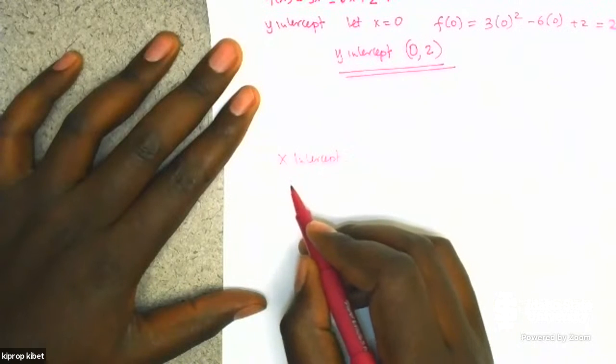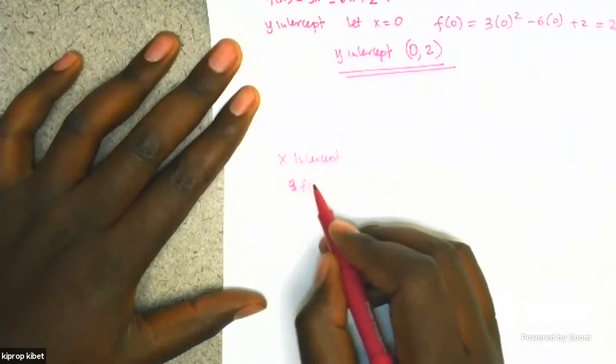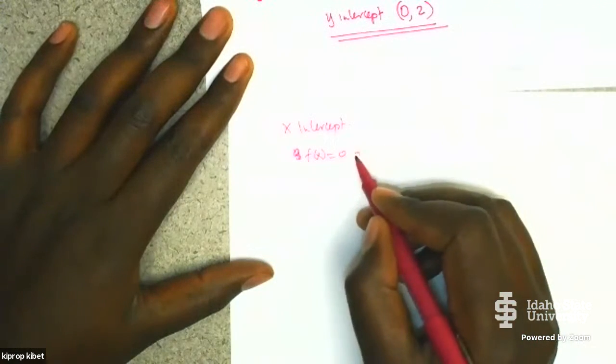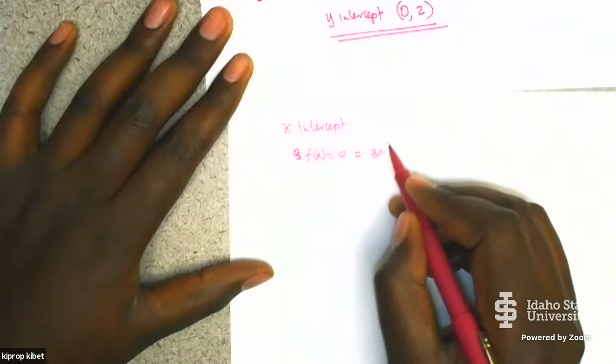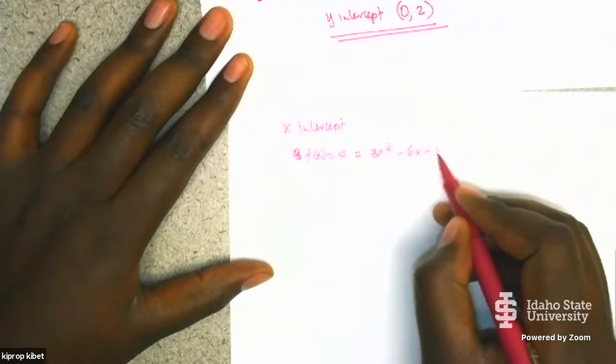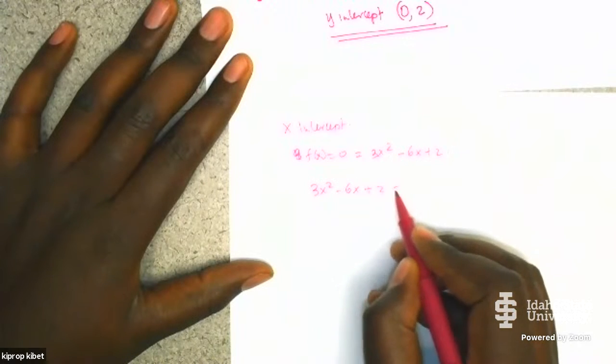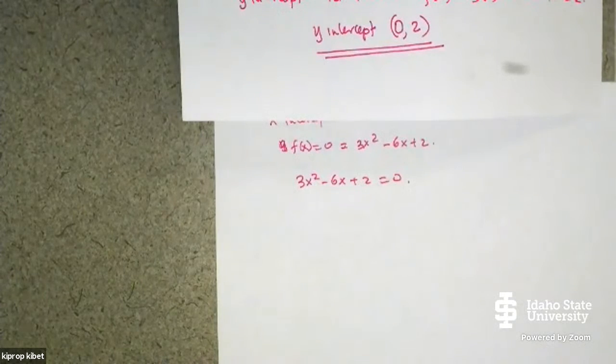So this is where y, or f of x, is equal to 0. So 3x squared minus 6x plus 2 equals 0. Is this a perfect square? It is not, right? So you can use the AC method. Oh, I forgot to write the AC method.